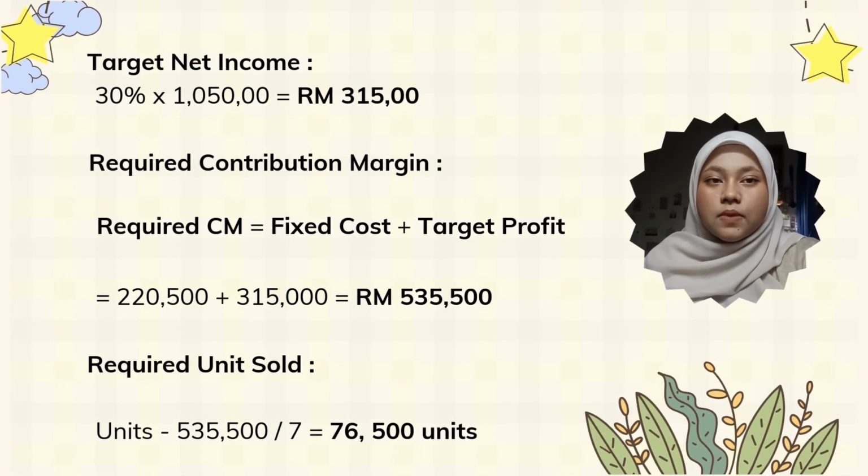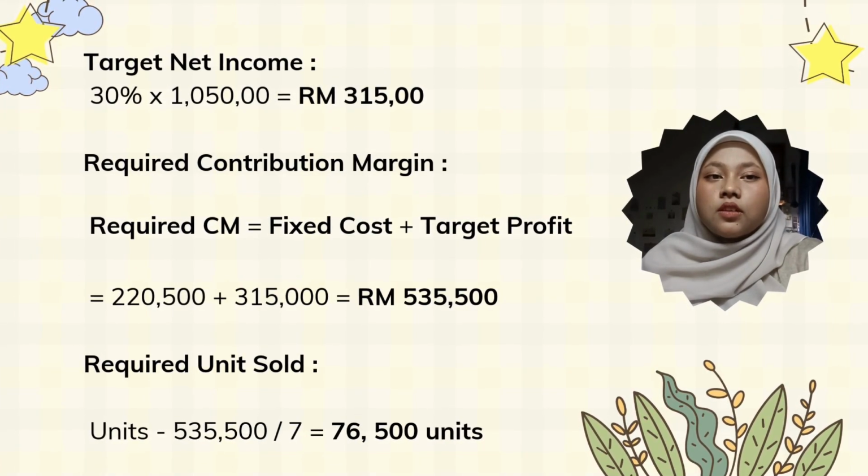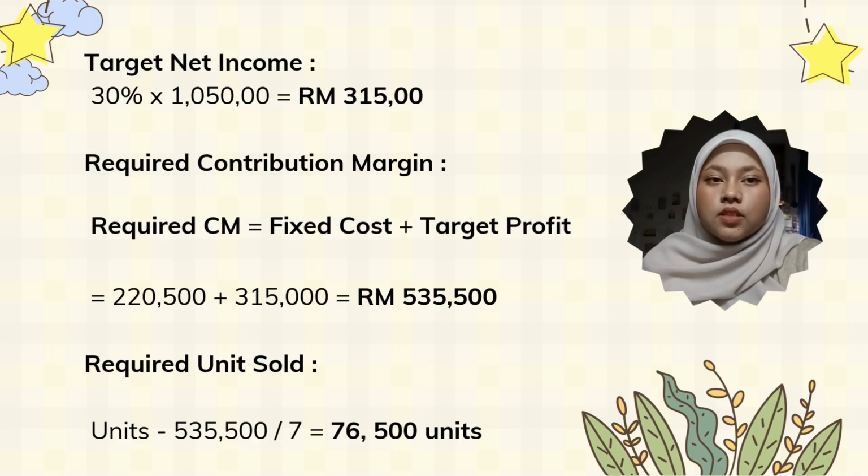First, the company sets a target net income. The target is 30% of total sales. The total sales is RM 1,050,000. When we calculate 30% of RM 1,050,000, the target net income is RM 350,000. So this means the company aims to earn RM 350,000 as profit.